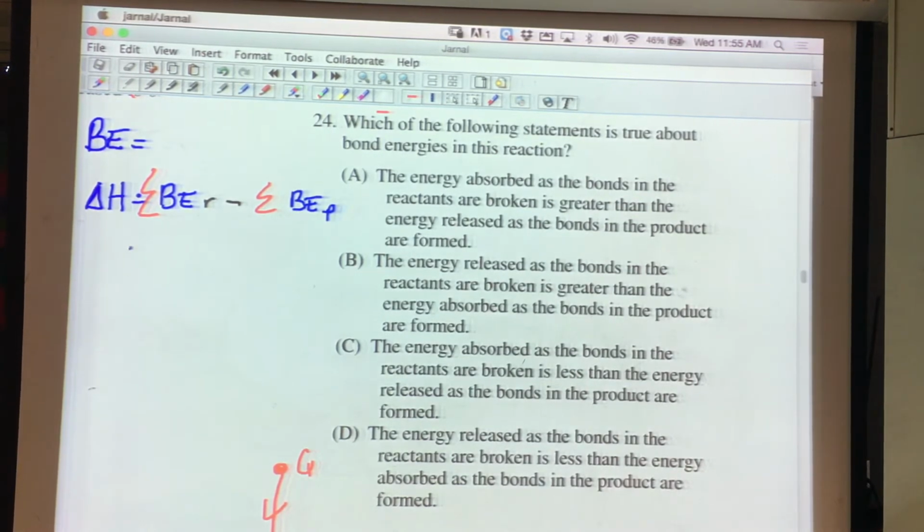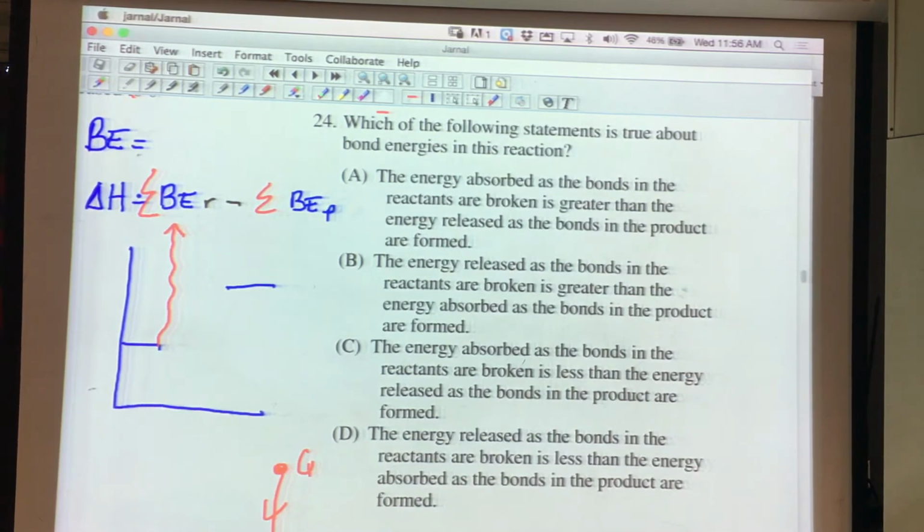Now why? If I have myself a potential energy diagram, here are my reactants, here are my products. You should have learned that to go from reactants to products, you've got to break all the bonds first. And that takes energy. That's why my arrow is going up. So this is the energy to break bonds. That's what this arrow is, and that's what this part of the equation is.